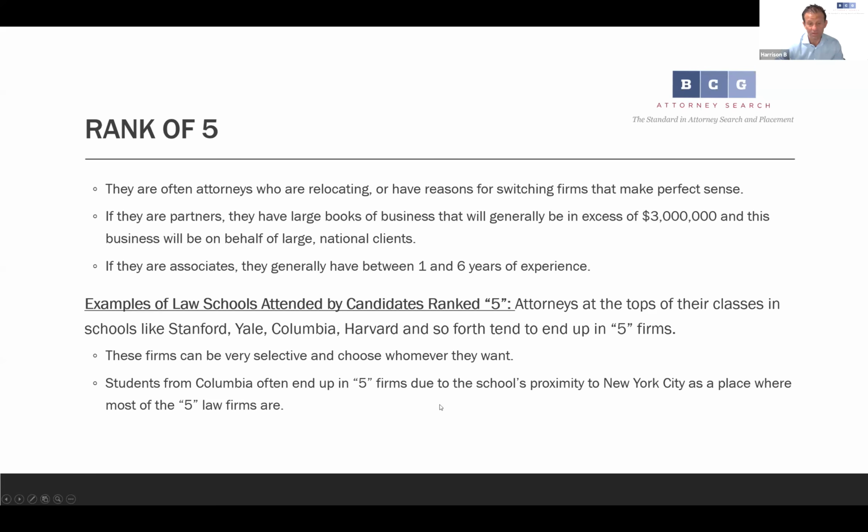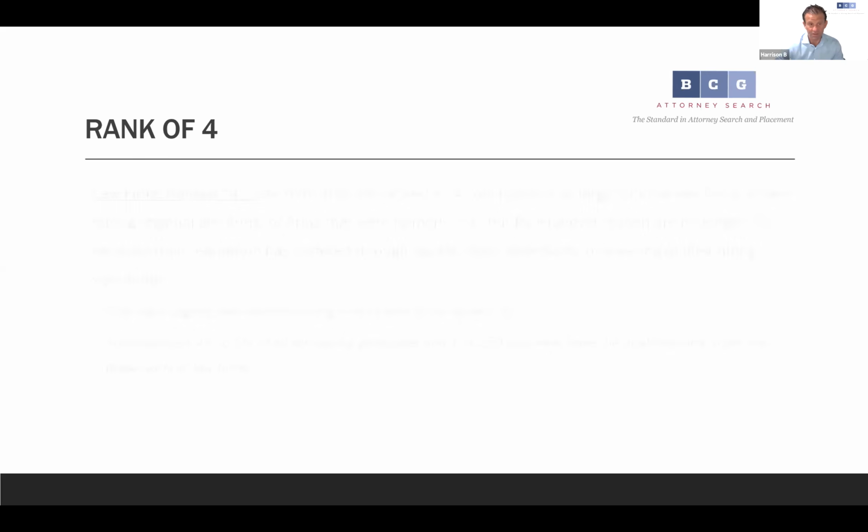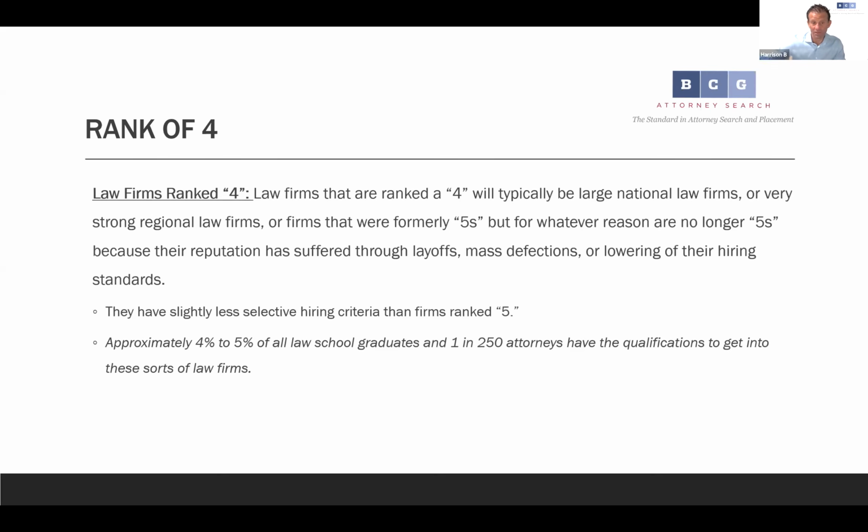It depends on the school, but a lot of Columbia students, for example, end up at 5 firms because they're close to New York City. And then a firm ranked a 4 is typically going to be a large national firm, or an extremely strong regional firm. Those firms will often have formerly been a 5 if their reputation takes a hit. And sometimes if they lay off a lot of people, if they can't hold on to attorneys, or they lower their hiring standards, then firms that have been 5s will become 4s. I can think of several firms that's happened to when they just haven't done well in terms of their management, and they typically will have hiring criteria that is not as high as a 5.